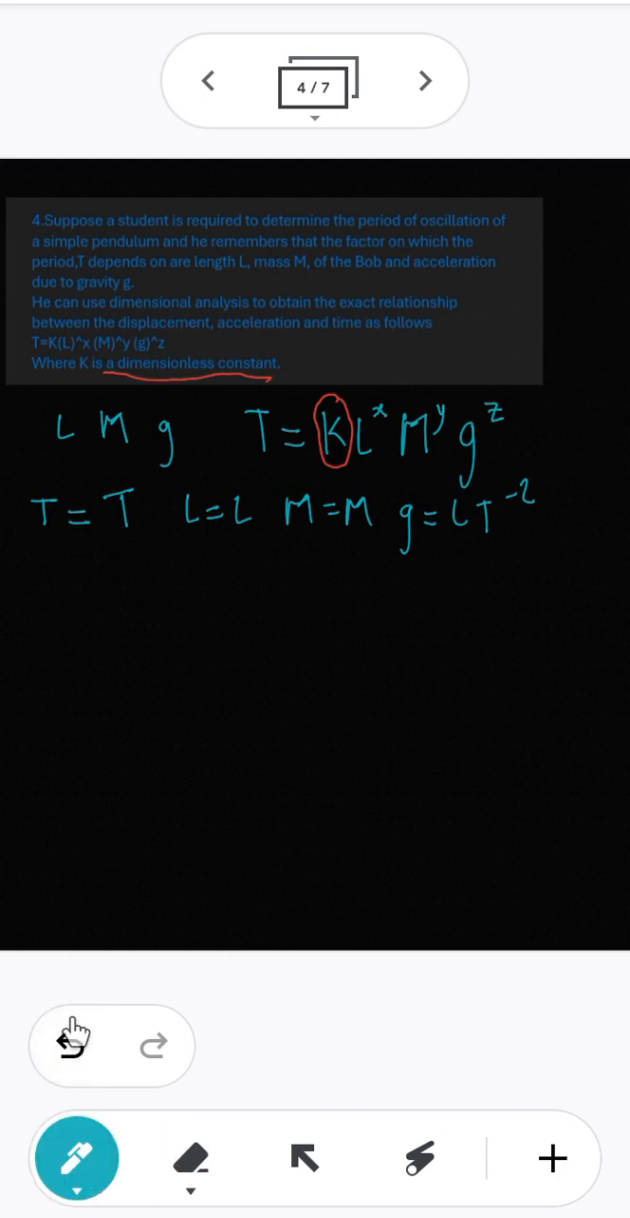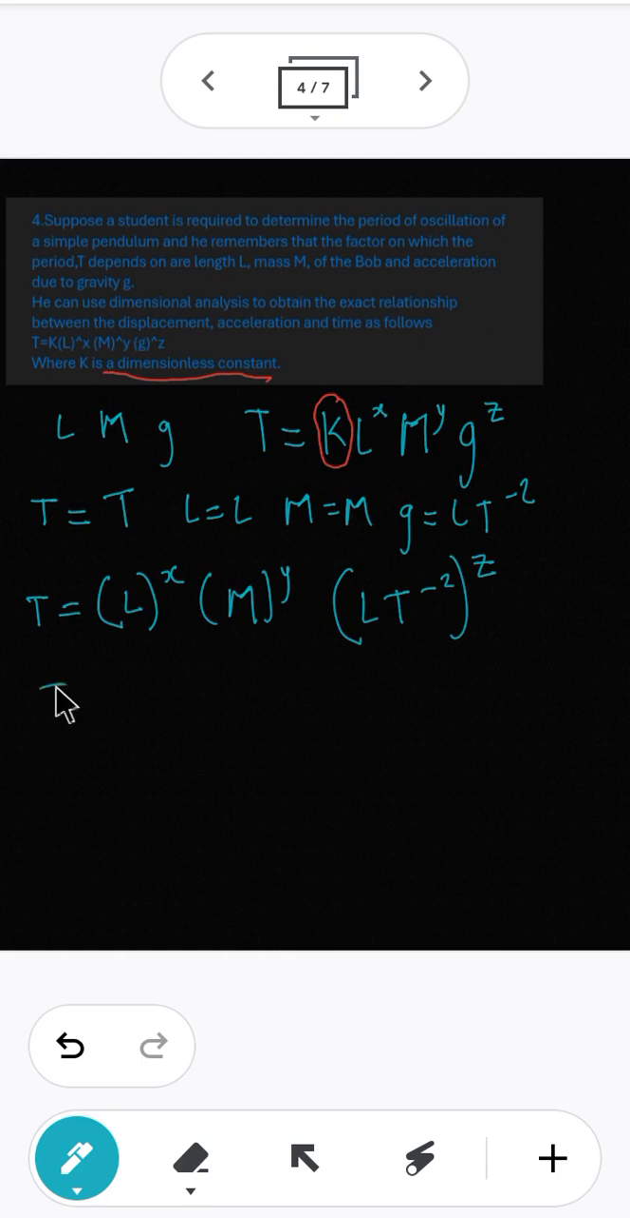So just as we did in the first example, we're going to substitute each of them. So T still remains T. We're not using K, so now don't forget your powers. L raised to power x, M raised to power y. Remember, these are not the M and L here. These are the dimensions, don't forget. Then g now is going to be LT minus 2 raised to power z.